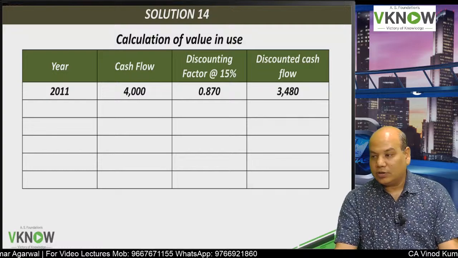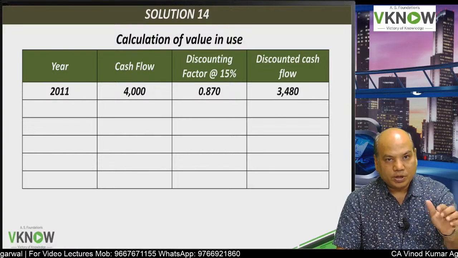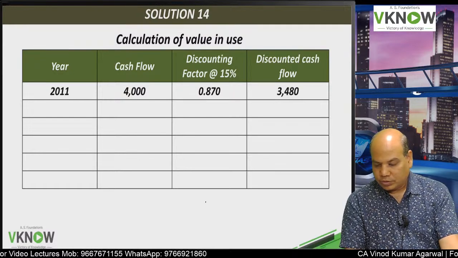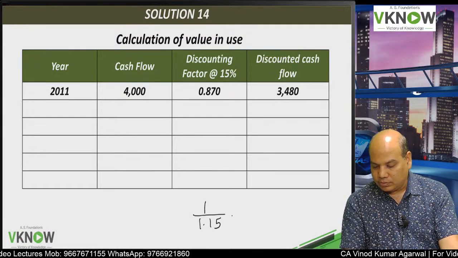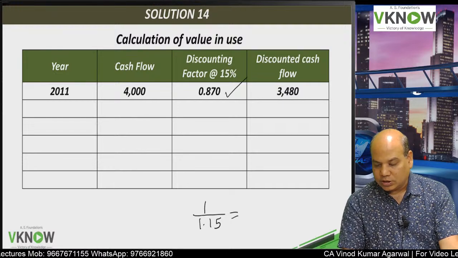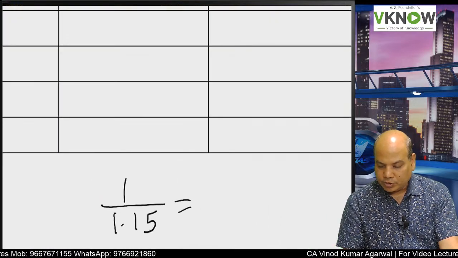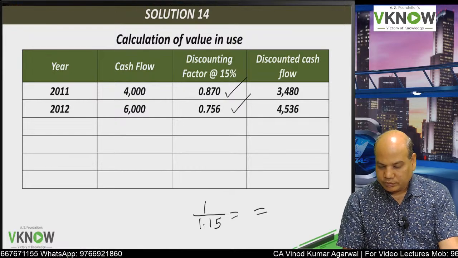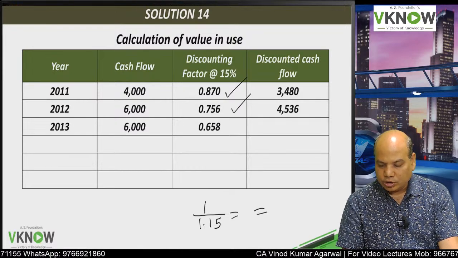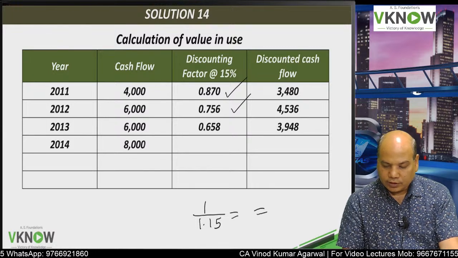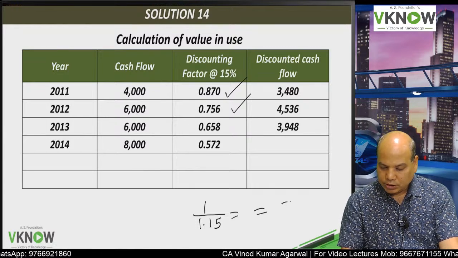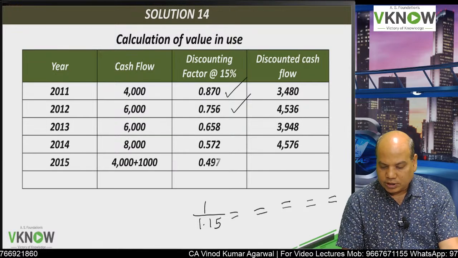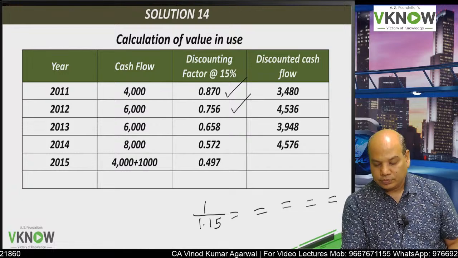Present value factor is 15%. You can copy from previous question or you can again do on your calculator 1 divided by 1.15 equal to, you will get this answer. Again if you press equal to, you will get this number. So do this exercise quickly. Find out the value in use. Keep pressing equal to, you will get the factors and just multiply by the cash flow.